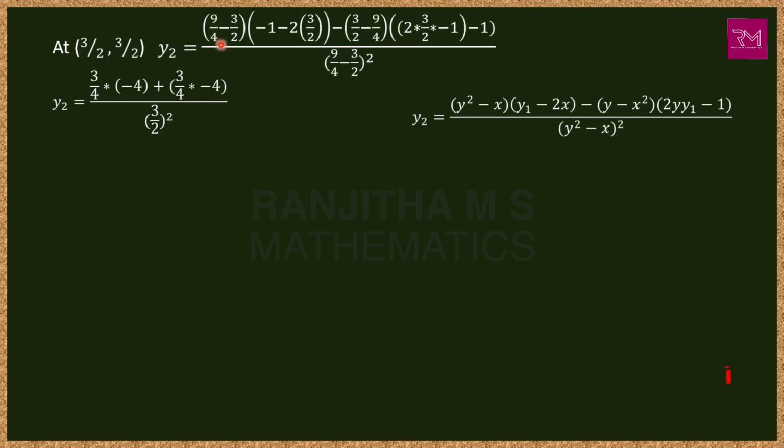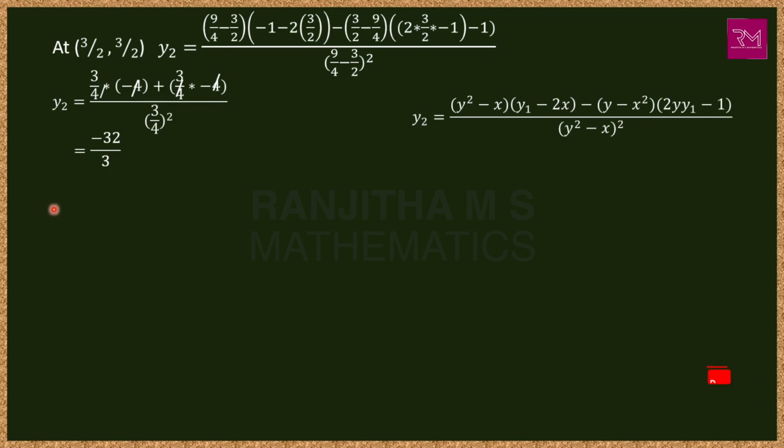Here we get, in the numerator we have 9/4 minus 3/2, take LCM and simplify, we get 3/4 into, here 2 gets cancelled, minus 1 minus 3 is minus 4. Here we have minus, here 3/2 minus 9/4 is nothing but minus 3/4, hence we get minus into minus plus 3/4 into, here 2 gets cancelled, 3 into minus 1 is minus 3, minus 1 is minus 4, divided by (9/4 minus 3/2) whole squared, which is (3/4) whole squared. Here 4 gets cancelled, here also 4 gets cancelled. Simplify, we get the y2 value as minus 32/3. Here we get the y1 value as minus 1 and the y2 value as minus 32/3.